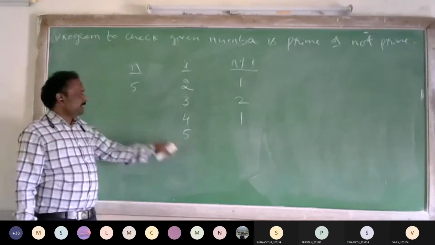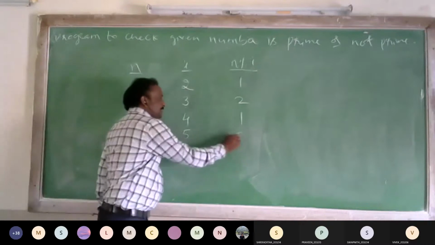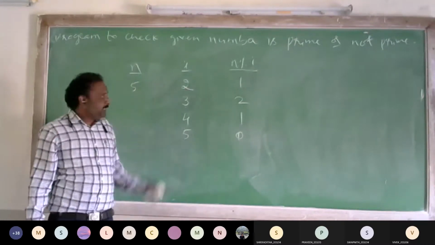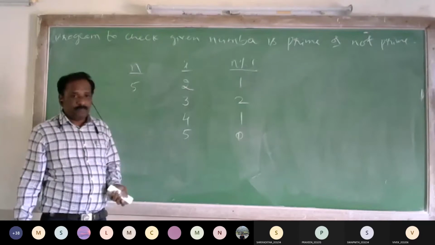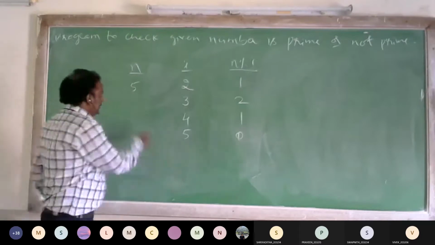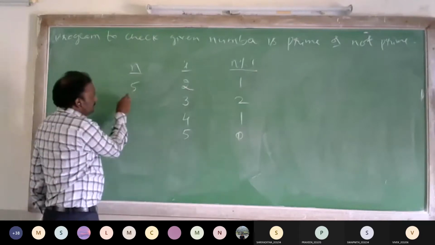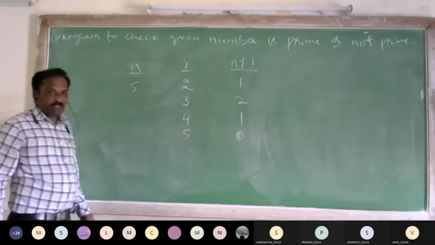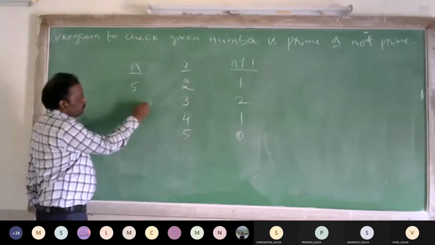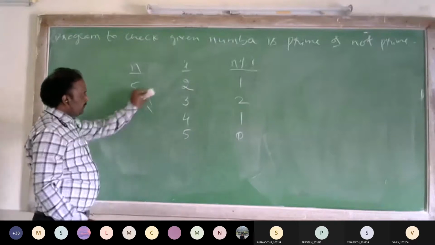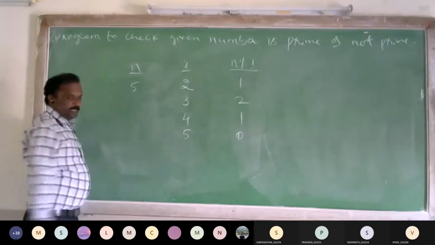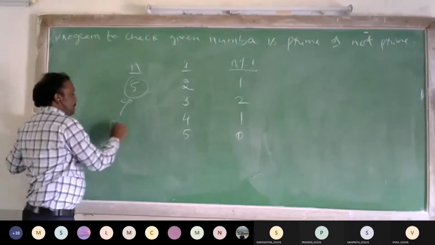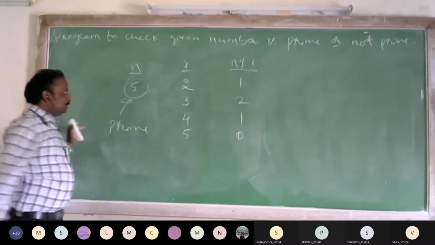i is 5. What is 5 modulus 5? 5 modulus 5 is 0. So whenever we get the remainder as 0, then we say that 5 is divisible by 5. Now, whenever it is divisible, we check whether the given number n and the value of i are the same. So here 5 is equal to 5. Then we say that the given number 5 is a prime number.